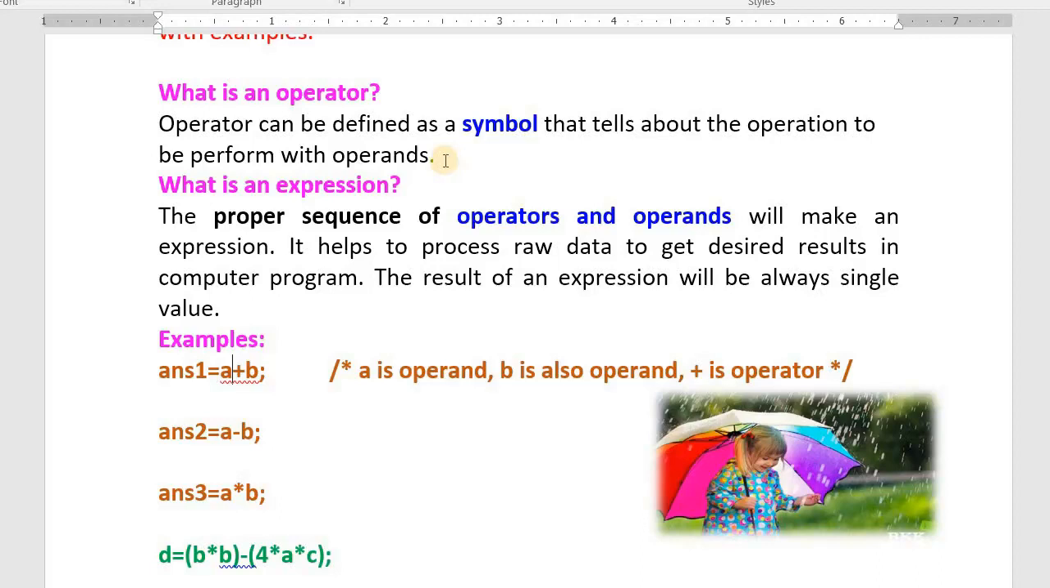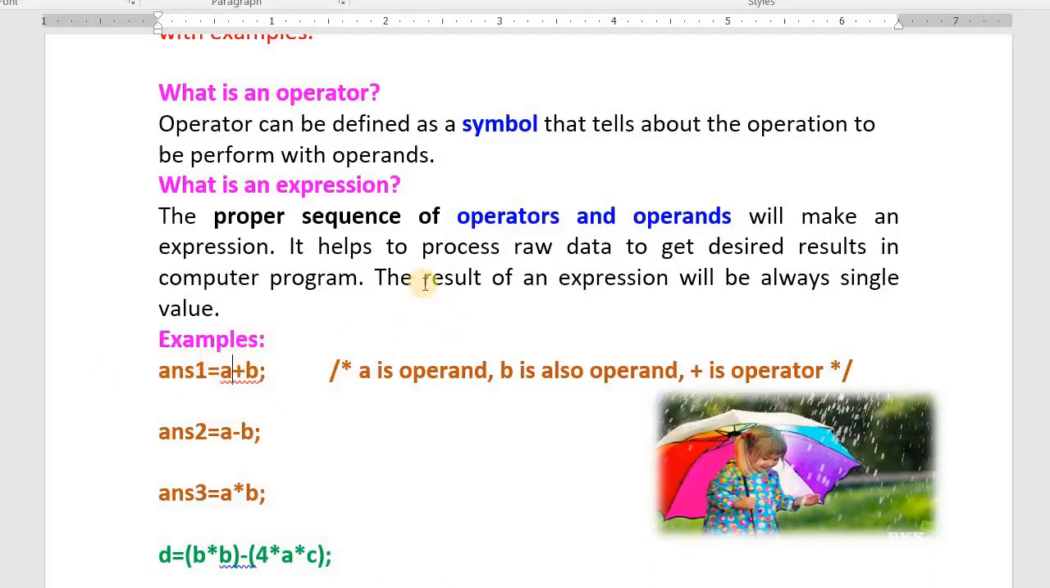Okay, I continue. What is a mathematical expression? A proper sequence. We follow rules. The proper sequence of operators and operands will make an expression. It helps to process raw data to get the desired result. Understood? The proper sequence of operators and operands will make an expression. It helps to process the raw data to get the desired result in a computer program. Look at any expression. Whenever you evaluate any expression, do we get one answer or many answers? We get only one answer.